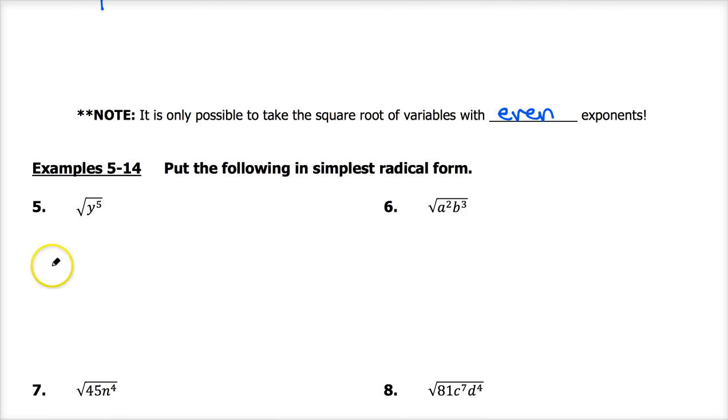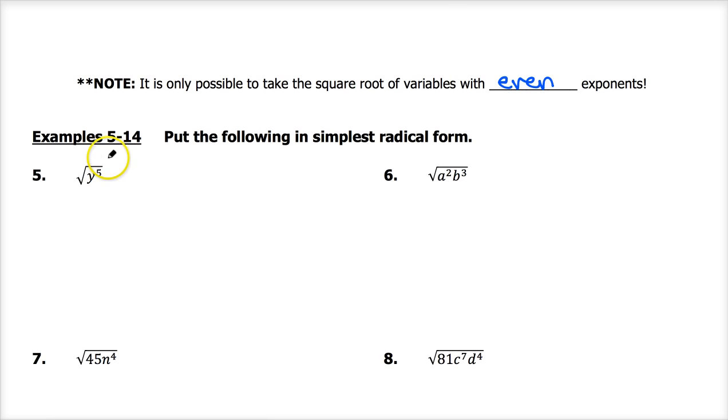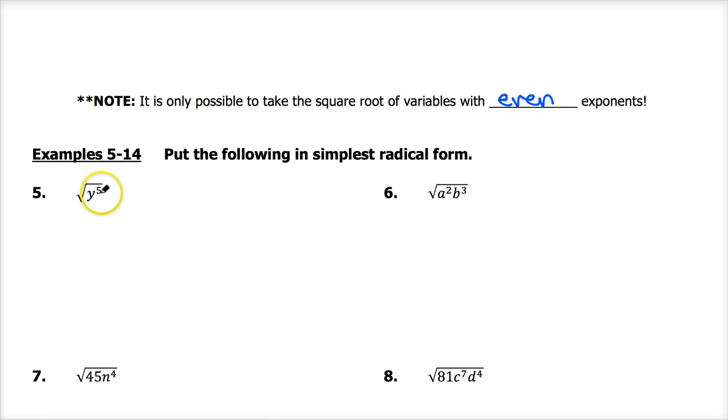So take, for example, number 5. We have radical y to the fifth power. If I try to divide 5 by 2, like I was talking about in 1 through 4, I'm not going to get a whole number. 5 is not divisible by 2. So what I can do is split this up by taking y to the fifth and making it y to the fourth times y to the first. And of course, this is a radical y to the fifth, so I need a radical here and a radical here.